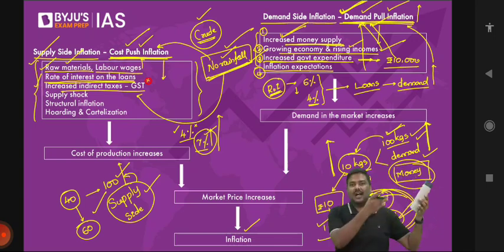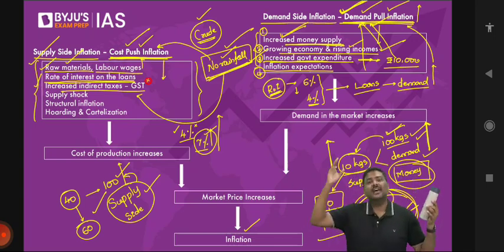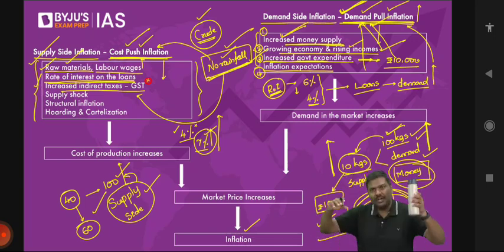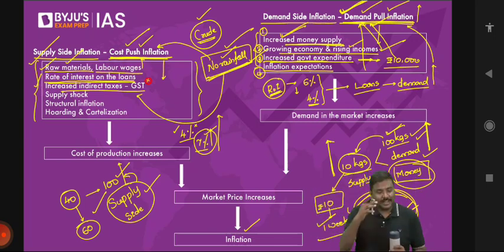Yesterday it was 100 plus 10, 110 rupees. Tomorrow it is 100 plus 20, 120. Will the basket cost more now? Will the group of commodities become more costly? Of course the answer is yes. That is going to contribute to inflation in the market.